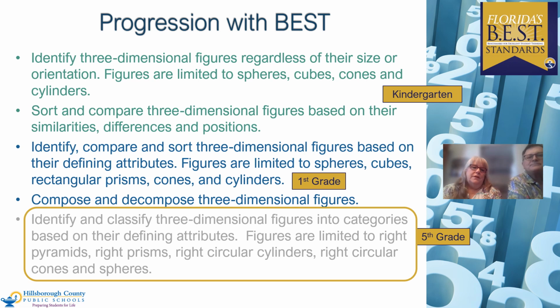All right, here you see the progression with BEST. They're identifying three-dimensional figures in kindergarten. They sort them based on size and orientation. They're limited to spheres, cubes, cones, and cylinders in kindergarten, and they'll do also rectangular prisms in first grade.